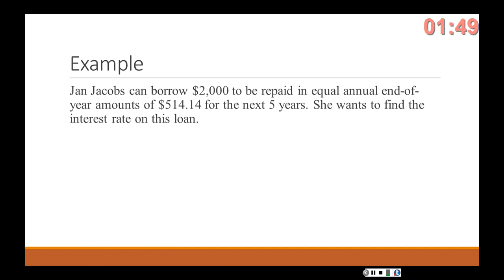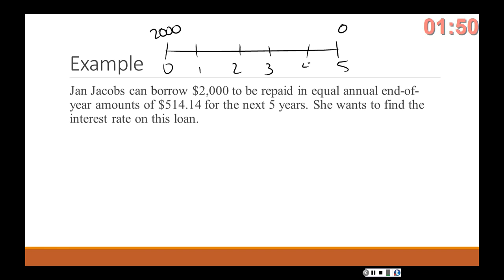Here's another example. Jan can borrow $2,000. It will be repaid in equal end-of-year payments of $514.14 for 5 years. She wants to find out the interest rate on this loan. So she's going to receive $2,000 now. She's going to have that paid off at the end of period 5, and she's going to be making payments of $514.14. Now I would put these in as negative because they're money leaving her pocket.